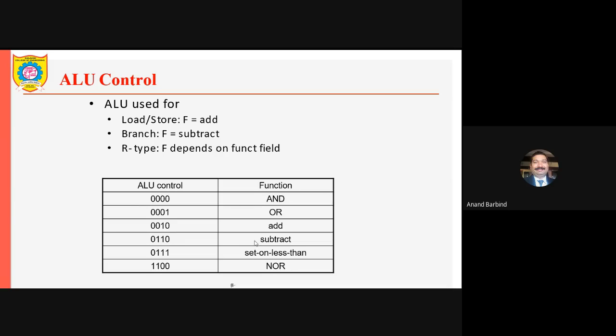In case of subtract operation, it will be 0110. And in case of 0111, it is set on less than. Okay, so this is one of the special operations with the ALU, whereas 1100 is the NOR operation that can be performed by the ALU. Okay, so these are the operations that are performed by the ALU.